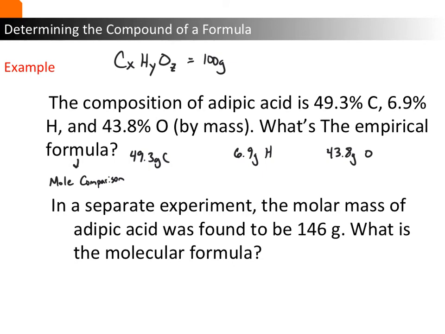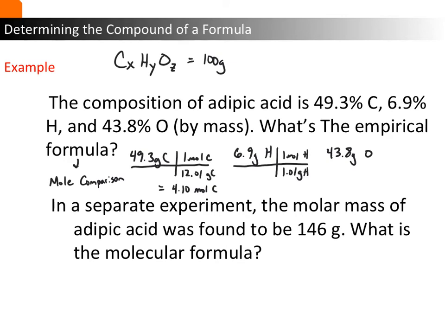So I'm going to take the grams of carbon and I'm going to multiply by 1 mole over 12.01 grams. And I'm going to divide those two numbers and I get 4.10 moles of carbon. Next, I'm going to take 6.9 grams of hydrogen.